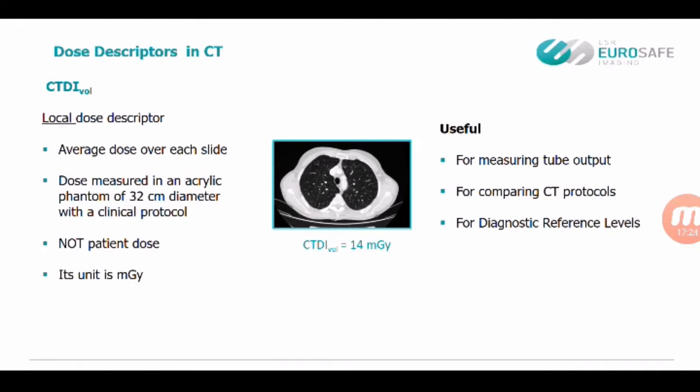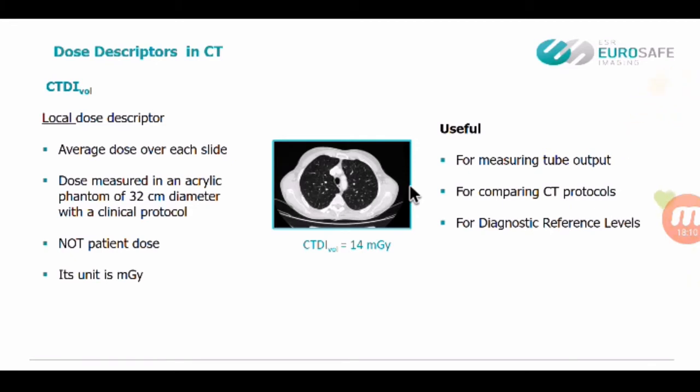This is a local dose descriptor, and it represents the average dose over each slice. It is the dose measured in an acrylic phantom of 32 centimeter diameter for the body with a clinical protocol. For this reason, it's not patient dose. It's useful for measuring tube output, for comparing CT protocols, or for diagnostic reference levels.